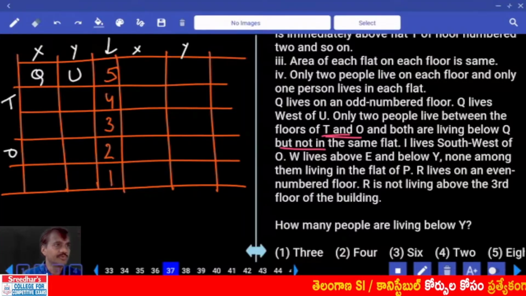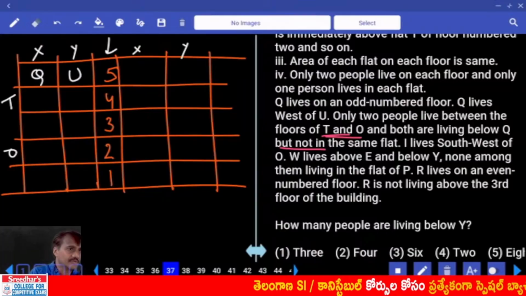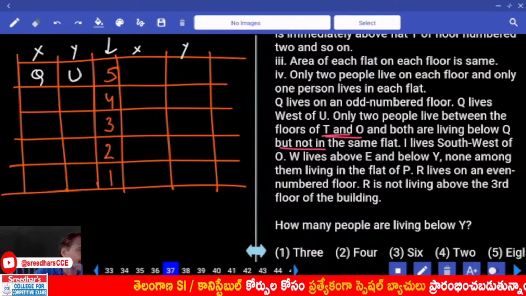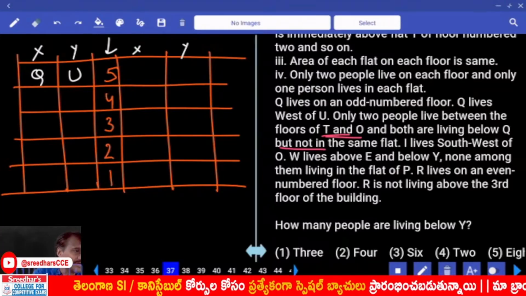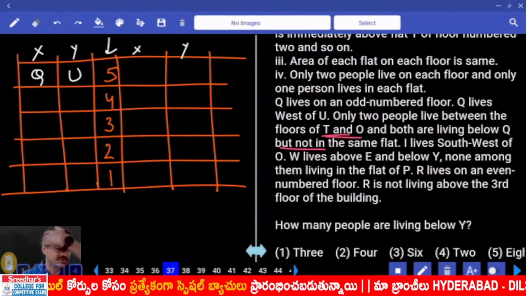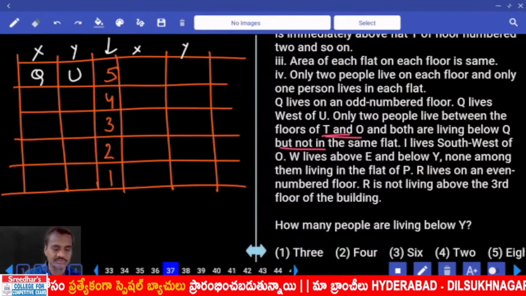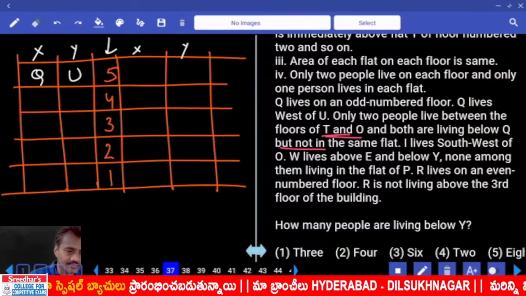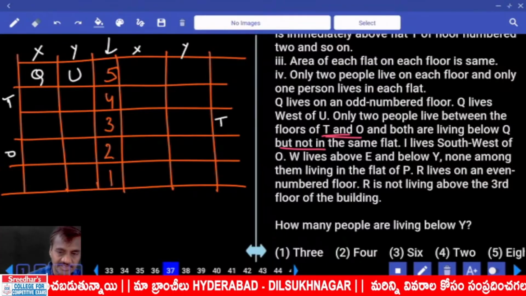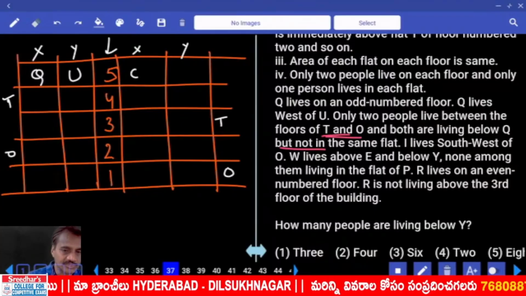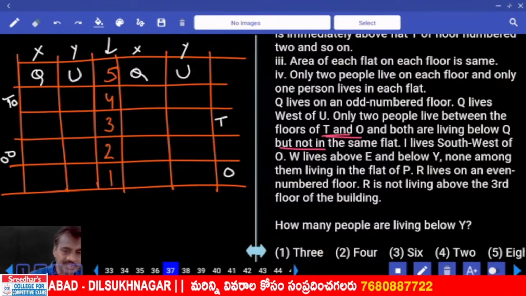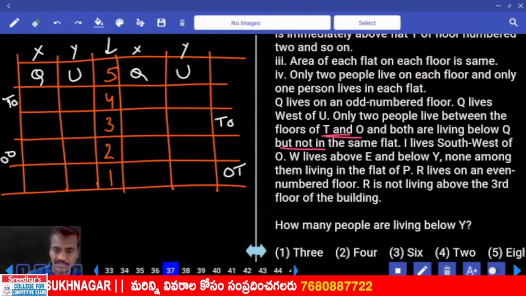In each floor, how many people? Two people. Clear? Now two people between T and O means these two persons must be in the alternate floors. Clear? T or O must be in the alternate floors. Now T or O in the alternate floors here. Then next one, Q and U. Now if T is here, then O will be here. Or if T is here, O will be here. How many possibilities we have? There are two different possibilities. T or O, T or O. Now T or O and T or O.